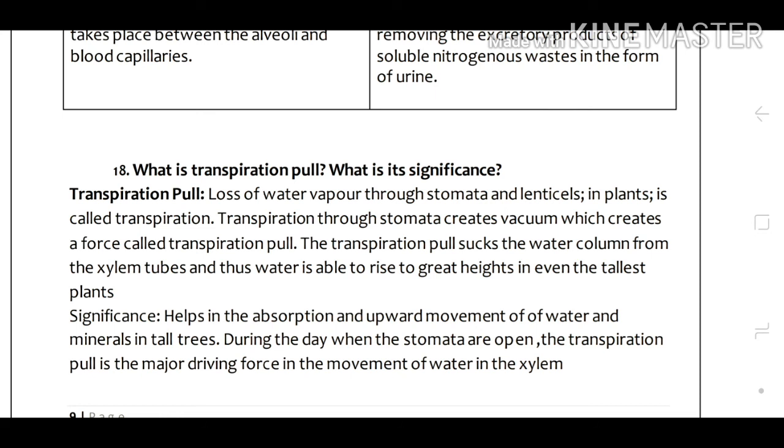During the day, when the stomata are open, the transpiration pull is the major driving force in the movement of water in the xylem.